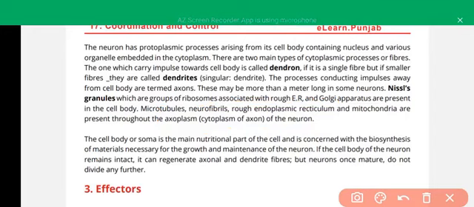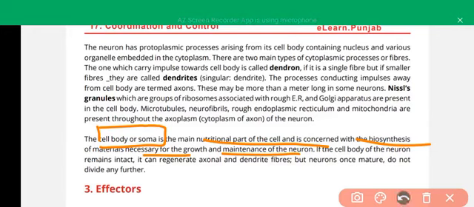Then the cell body or soma is the main nutritional part of the cell and is concerned with the biosynthesis of material necessary for growth and maintenance of neurons. All the particular growth factors for neurons are produced here in the soma.